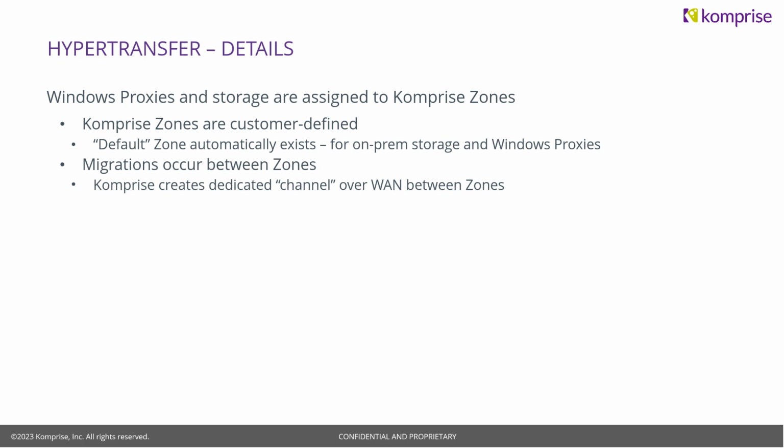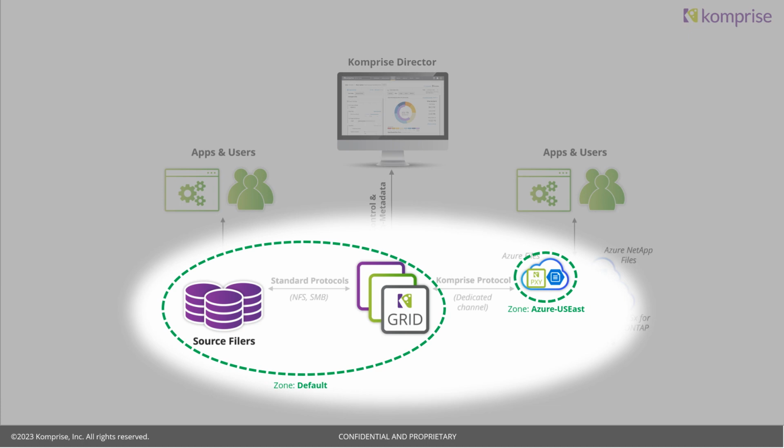And so what that looks like, same diagram, but now you'll see these dashed ovals are defining the zones. So everything on-prem is automatically put into what we call the default zone. That's already done for you. Every on-prem source filer, all your observers, all your proxies by default end up in the quote-unquote default zone.